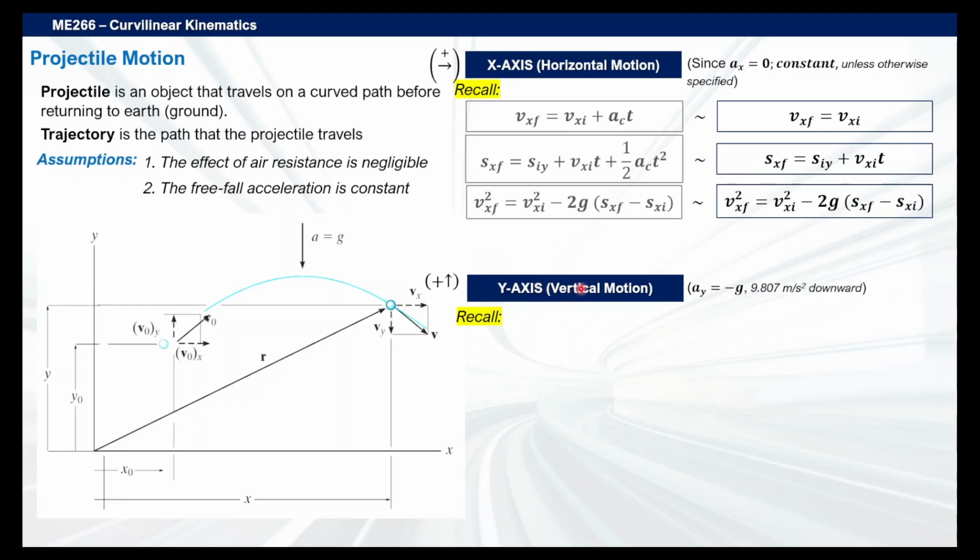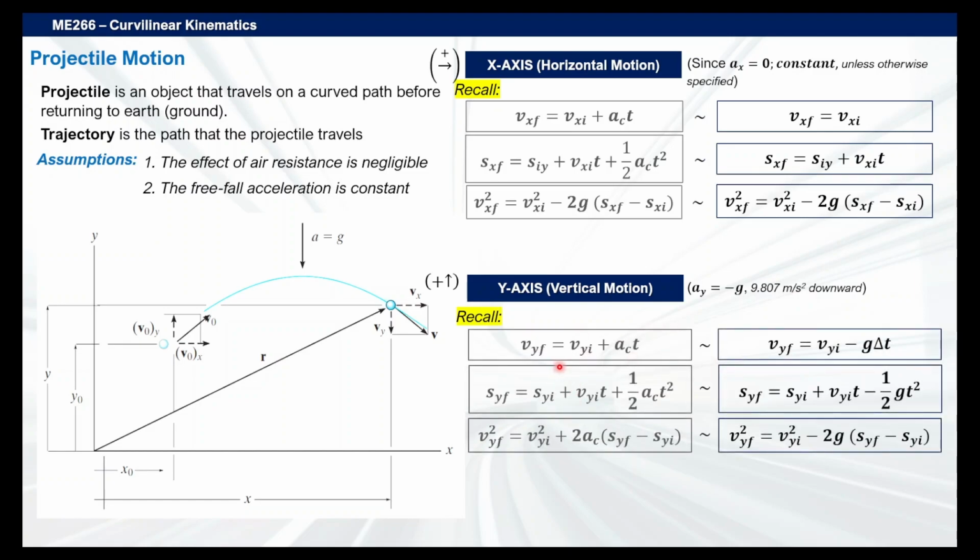So, we have naman yung y-axis, which is vertical motion. So, going up is positive. So, ay here is negative g, 9.807 meters per second squared downward. So, recall yung equations natin before. And then, pag kinonvert natin sila in terms of projectile motion, it'll be like something like this. So, remember, naka-negative na sila since it's already applied the sign ng negative g, okay? Which is negative 9.807 dito. So, no need to add yung negative 9.807 sa negative g na yan, okay? So, that's kind of confusing dun.